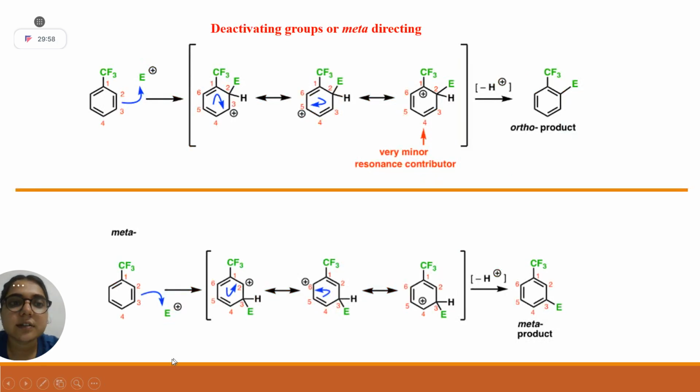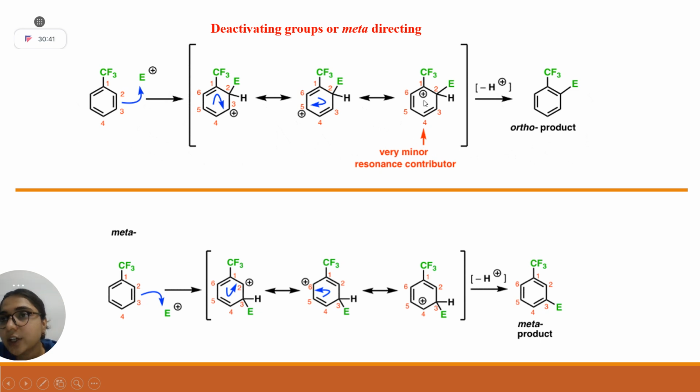So next thing is your deactivating groups. You should know why this group is meta directing or why this group is ortho-para directing. So let's say students, you are given this trifluoromethylbenzene, right? Let's say you have done its ortho attack. Ortho attack means electrophile is joining to carbon ortho to this substituent. If you are doing ortho attack, positive charge is coming here, here, and here. But in one of the resonating structures, positive charge is coming near this CF3.